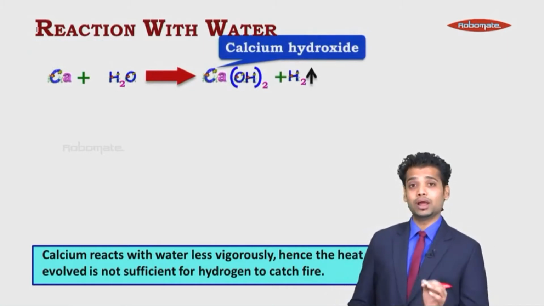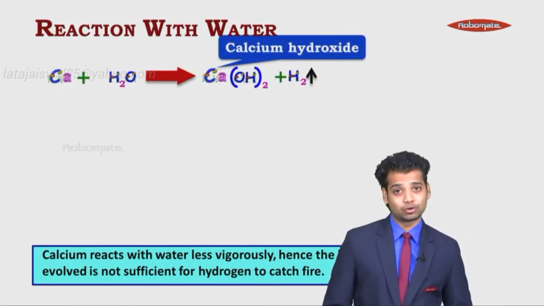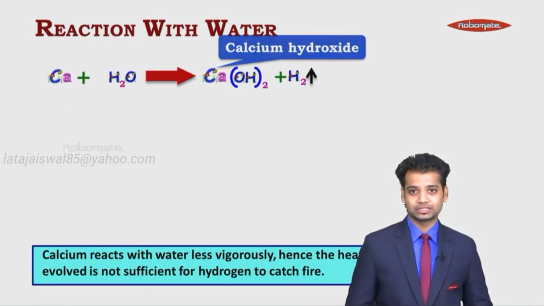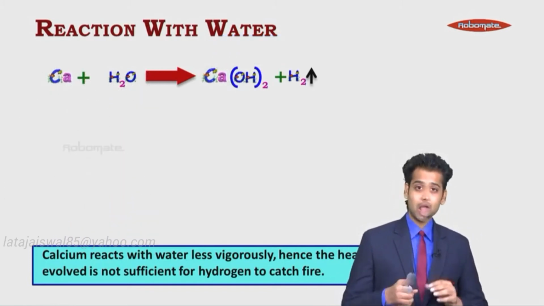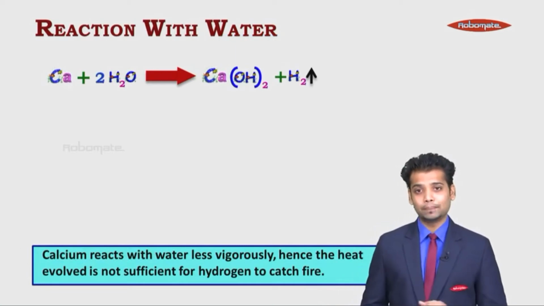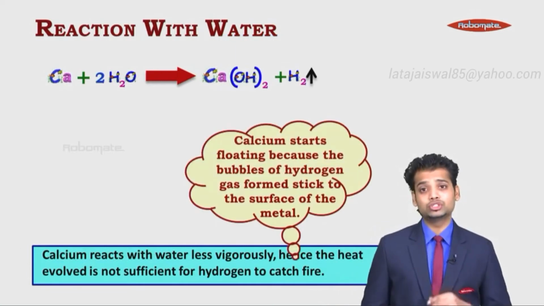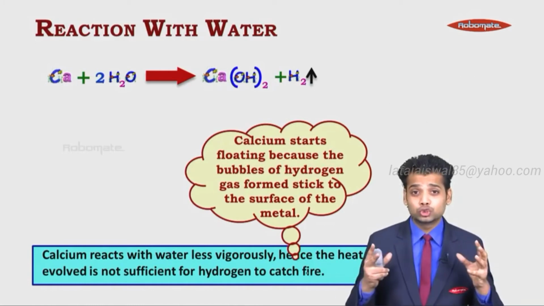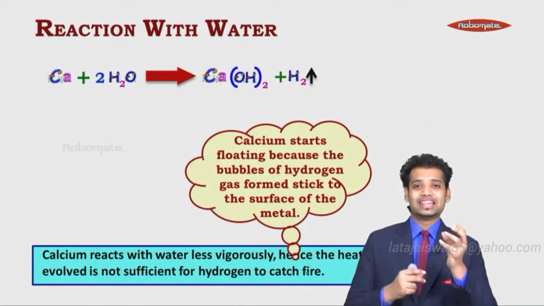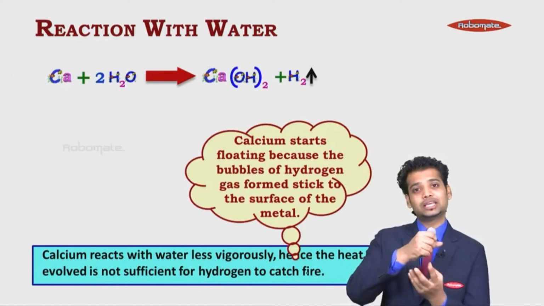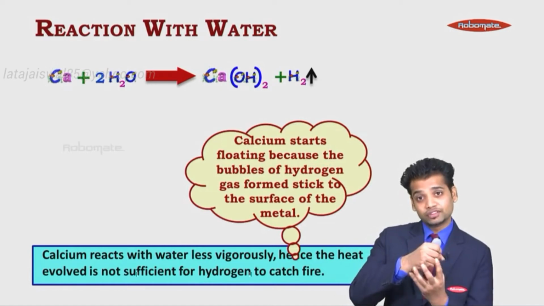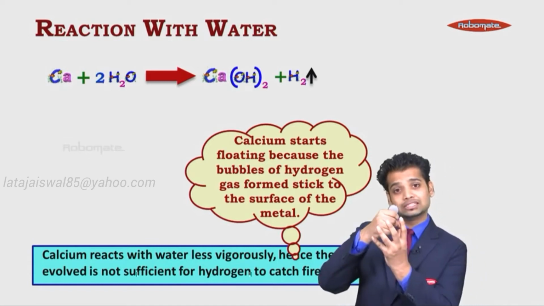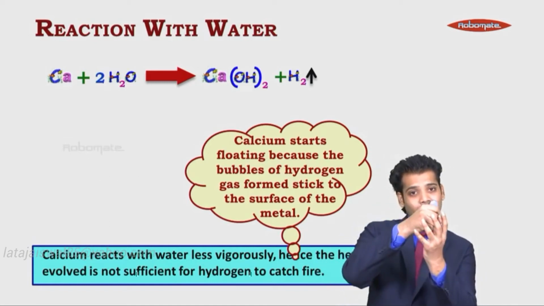Now this calcium hydroxide plus hydrogen gas is given out. Although there is no heat, so hydrogen is not going to catch fire this time. So I'll show you a little something. What happens to calcium? Calcium starts floating, because there is so much evolution of hydrogen that the bubbles of hydrogen keep sticking to the surface of calcium, making it lighter, and hence it rises in water and keeps on floating.